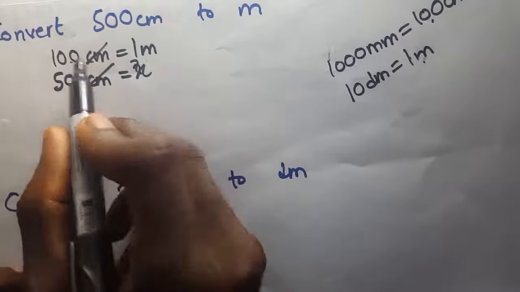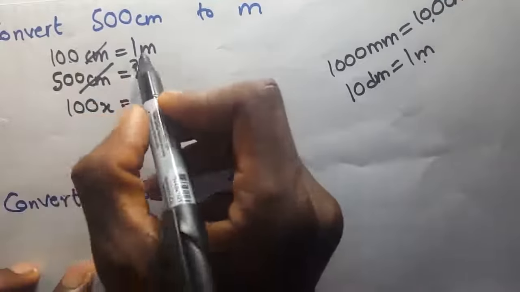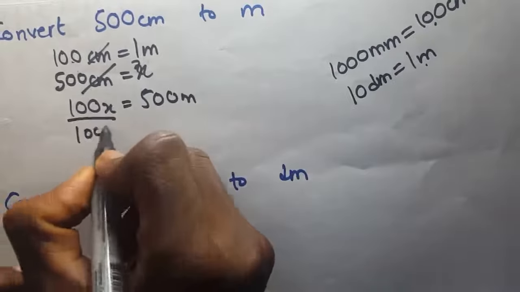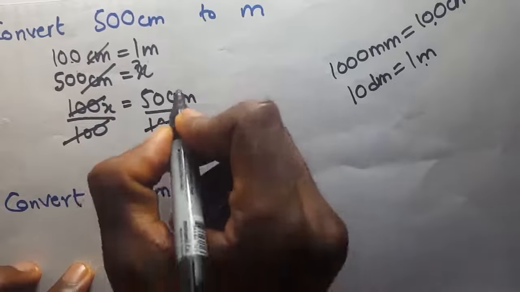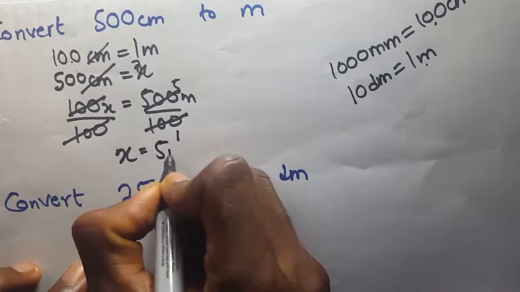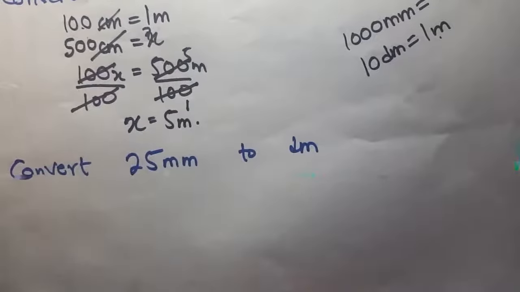Then you cross multiply 100 by x. You're going to have 100x equals 500 times 1 meter, which is 500 meters. Divide both sides by 100 over 100. This cancels this: 100 here gives 1, 100 here gives 5. So your answer is going to be 5 meters. As simple as that. Let's look at our second question.